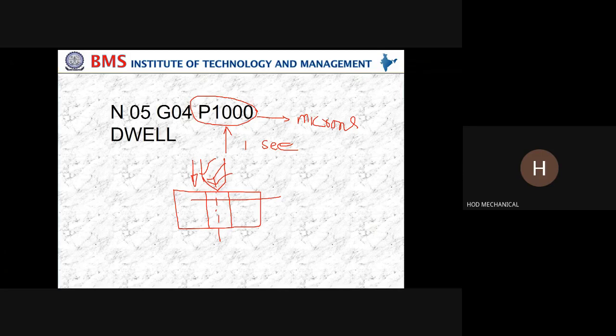The heat dissipation is going to occur because if the heat is not dissipated, it will damage the tool. Therefore, in order to avoid damage to the tool, you make sure that the tool halts for a duration of time. That is given by what is called the dwell. Then after the dwell, that is N05.